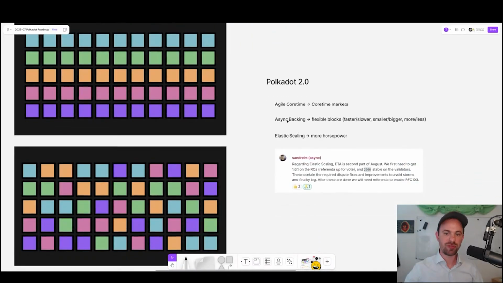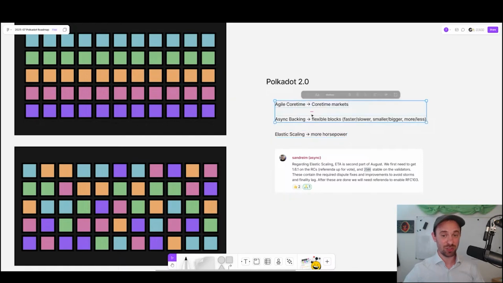Polkadot 2.0 is 3 different things, and that's a little bit technical. Like if you want to talk with your friends about what Polkadot 2.0 is, it's basically more horsepower for Polkadot and for parachains, right? So we had these 3 features. 2 of them are already delivered. The first 2 are already delivered.